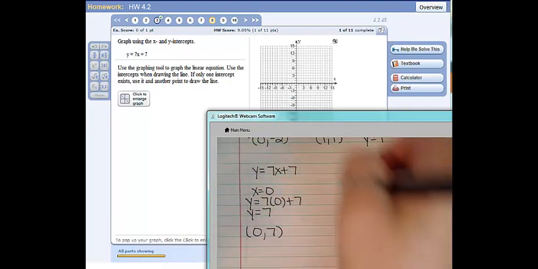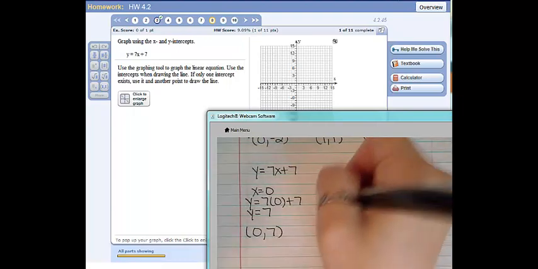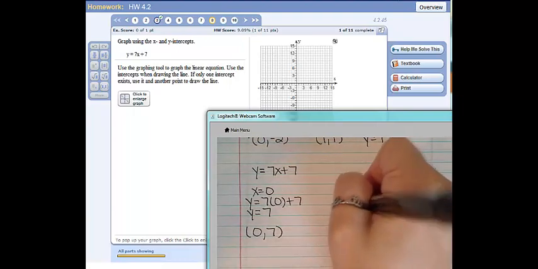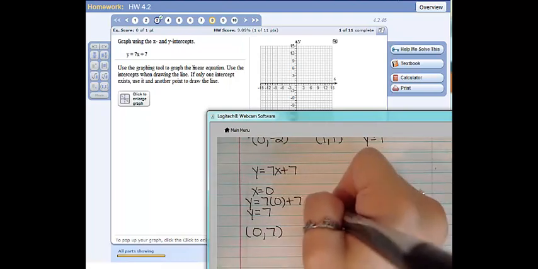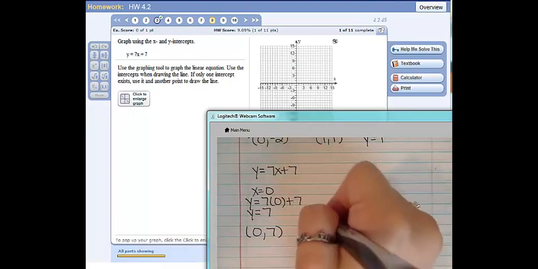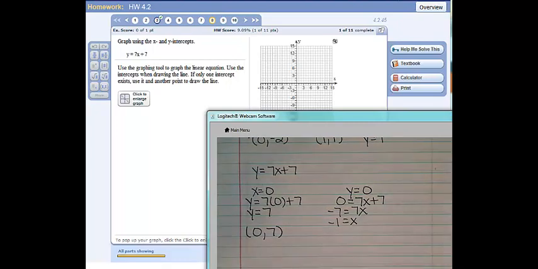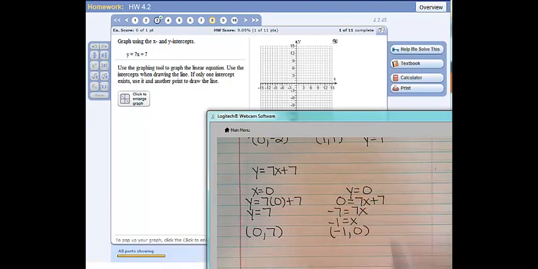To get my x-intercept, I have to let my y equal 0. So that would be 0 equals 7x plus 7. Subtract over my 7. Divide both sides by 7. And I get x equals -1. So my point then would be -1, 0. So that should be my x and my y intercepts. So those are the two numbers I need to plot.